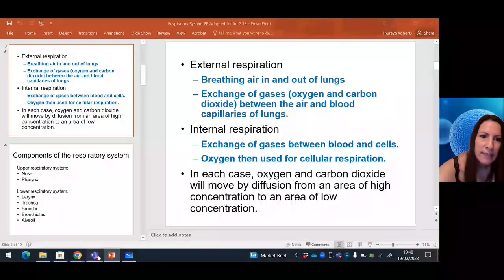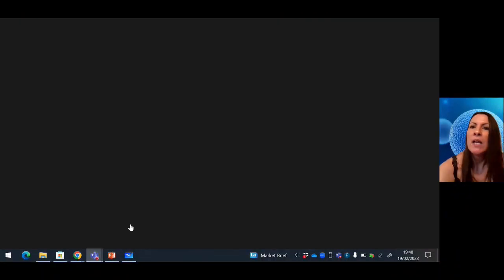So let me just undo that. So hopefully that has summarized everything about the respiratory system. So obviously this is taking place all the time and we're not really thinking about it, but we are constantly breathing in oxygen from the atmosphere and getting rid of our waste product, carbon dioxide.